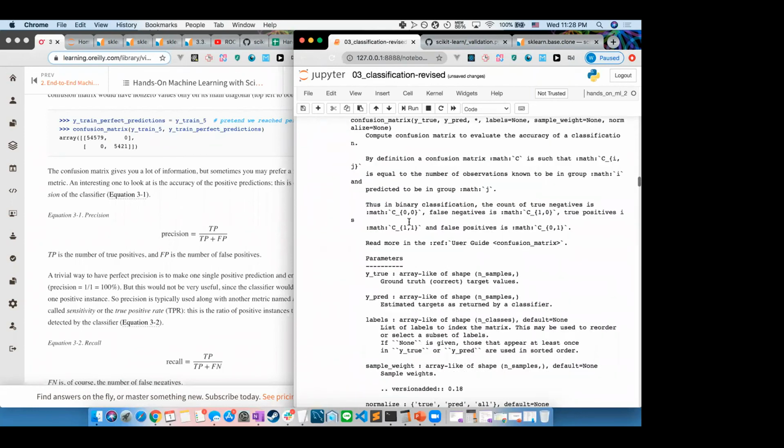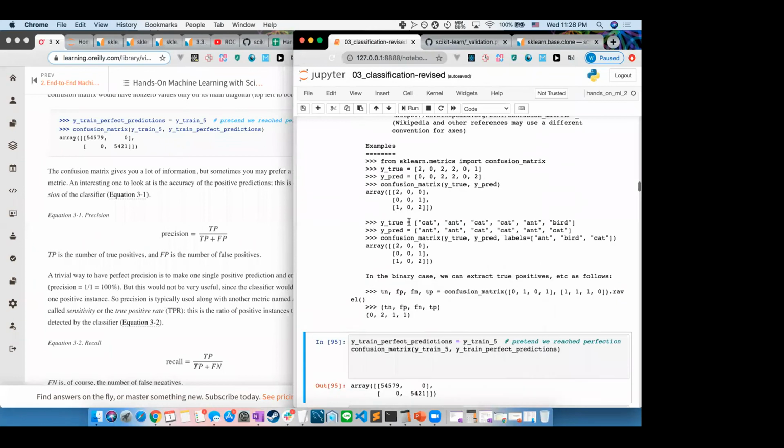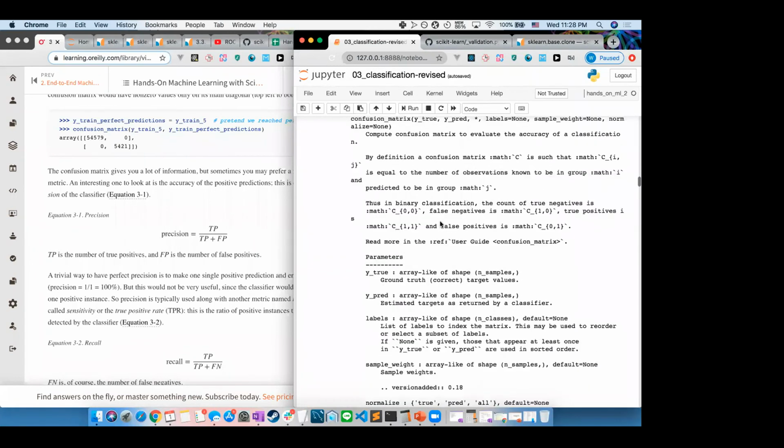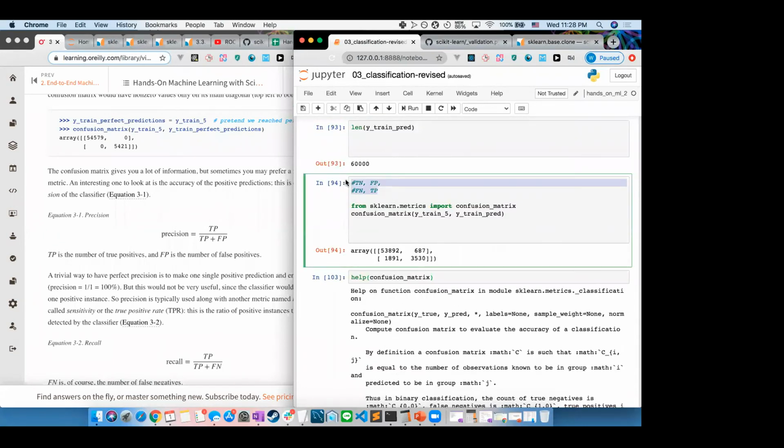Let me just check the help to see. Okay, I guess it probably says something here. I'll label it here just so everyone has a good sense. This is true negative, this is false positive, this is false negative, this is true positive.